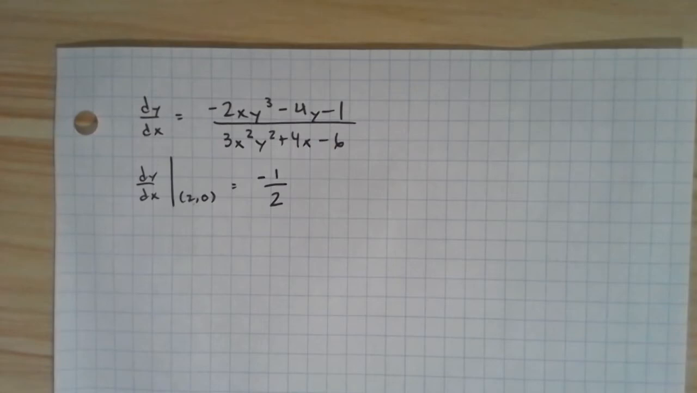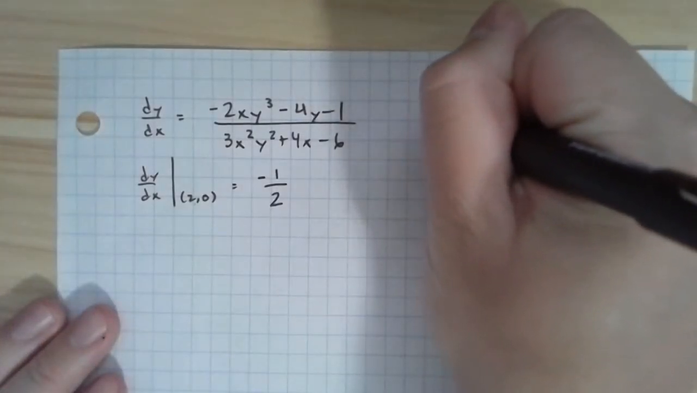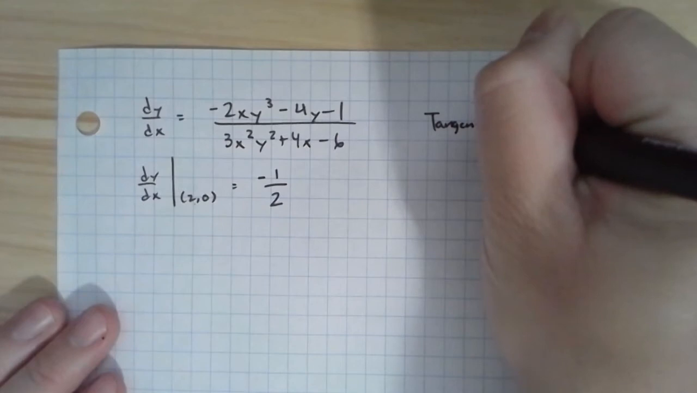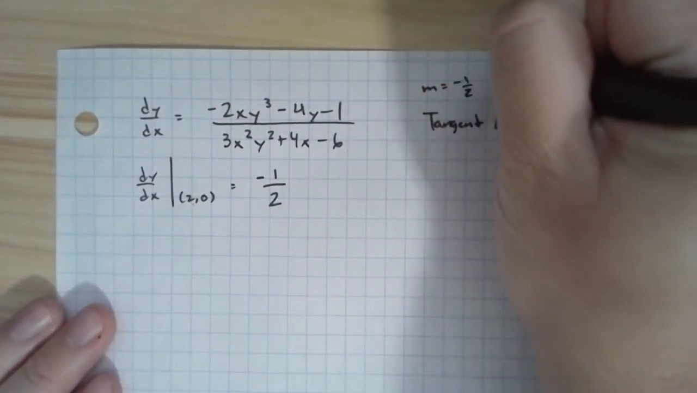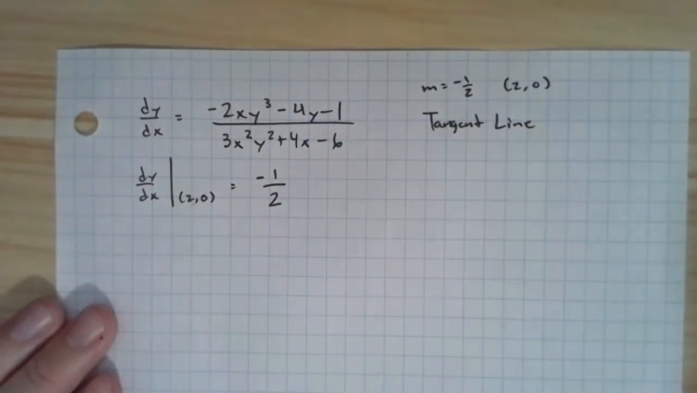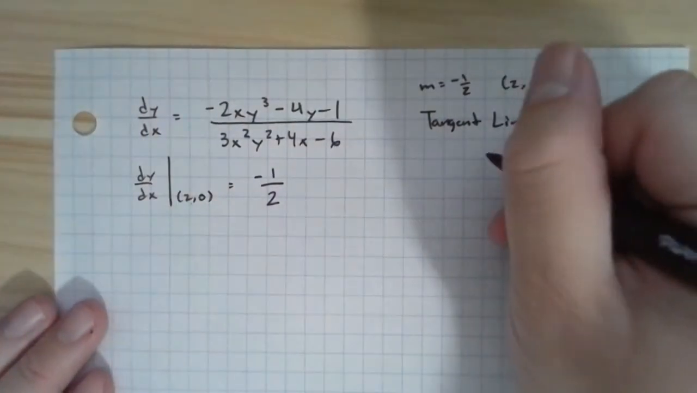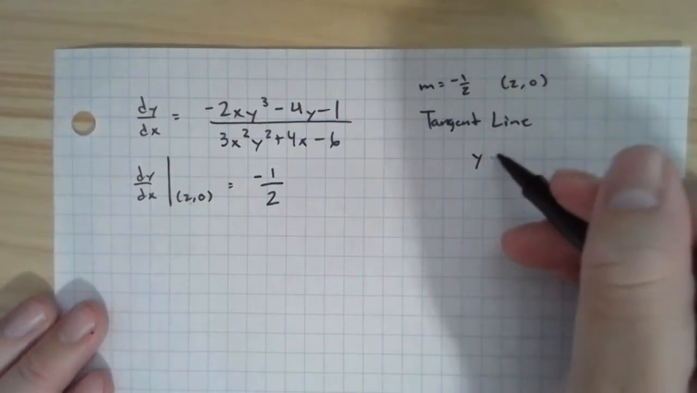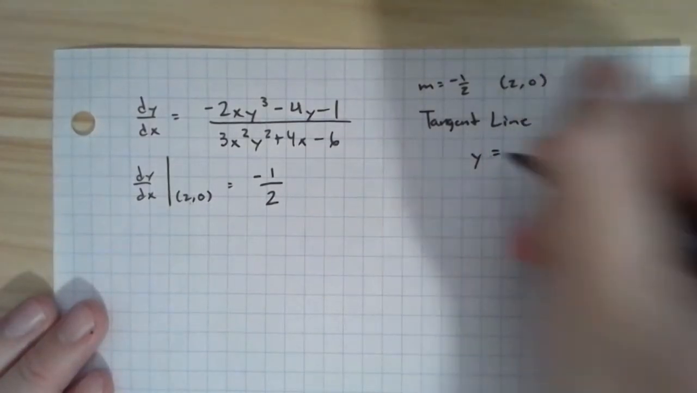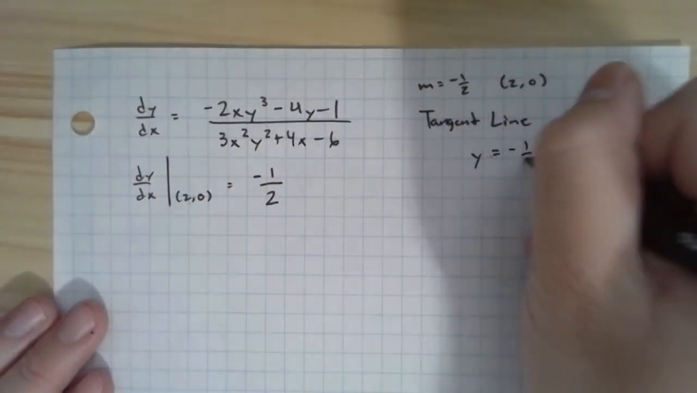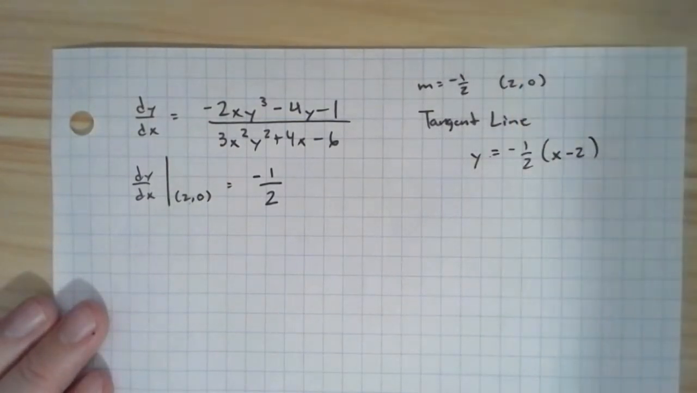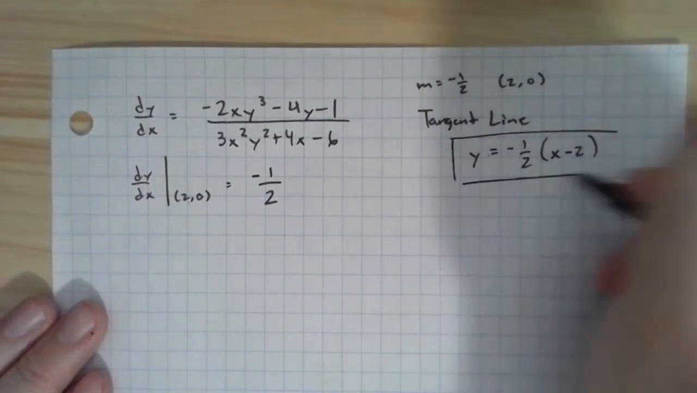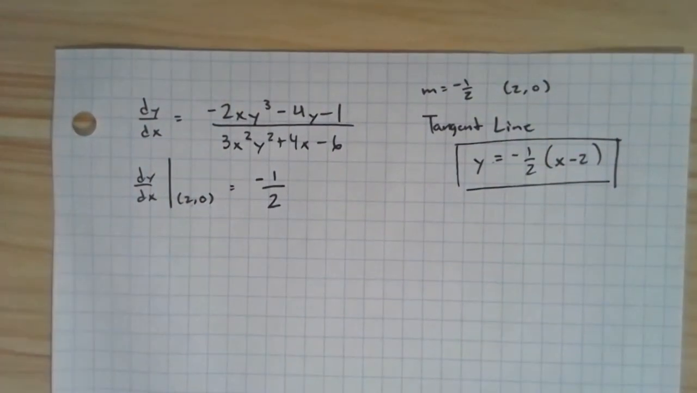And so then, for the tangent line, you have your slope, negative 1 over 2, and then you have your point, (2, 0). So when you plug it in, you'll get y minus y1, which is 0. So y is equal to the slope, negative 1 over 2, times x minus x1, which is 2. So x minus 2 inside there. There you go. This would net you full points for that question.